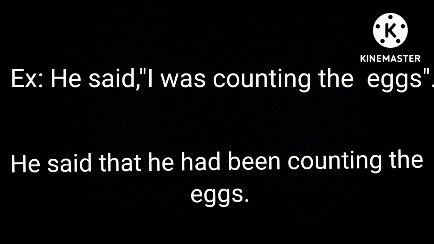So in "he said that," the I is going to change as he, because I is a first person pronoun linked with the reporting subject. In the reporting subject place there is a third person pronoun he, that's why we have to change that I as he. And coming to the tense, I was counting is in past continuous tense. So what is our rule? Past continuous tense is going to change as past perfect continuous tense. So I was counting is going to be changed as he had been counting the eggs.